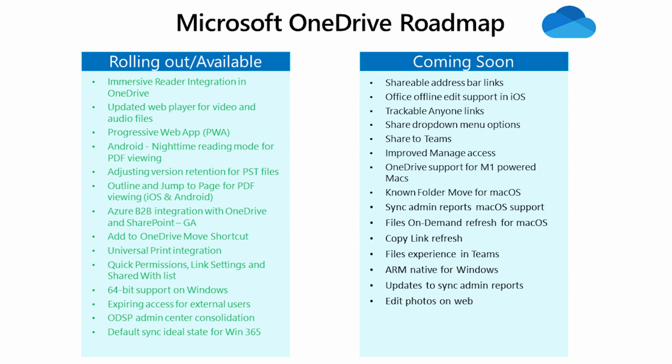Here are the features that have rolled out or are available in the recent time. Huge focus on 64-bit support on Windows, expiring external access, and the OneDrive SharePoint admin center consolidation. Carter and Arjun have showed you a couple of these features in their demos.